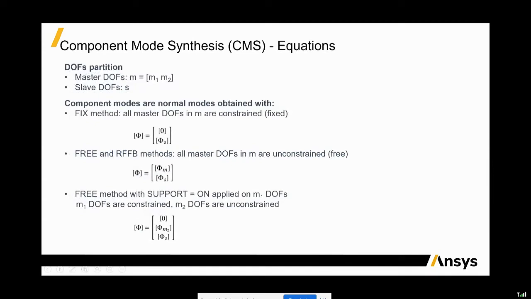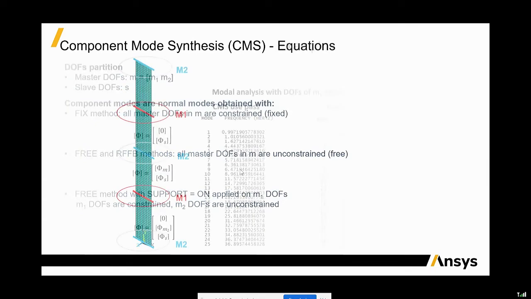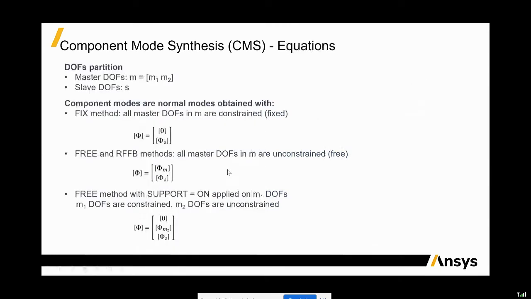And I will click here. Oops, I went too far. I won't go into the equations here, but they're available for you guys to look at in the manuals as well. So basically what we do is we generally define these master degrees of freedom, and we're going to call them M1 and M2. In the fixed method, all the degrees of freedom, M1 and M2, are fixed.